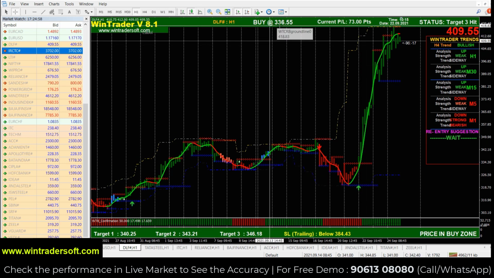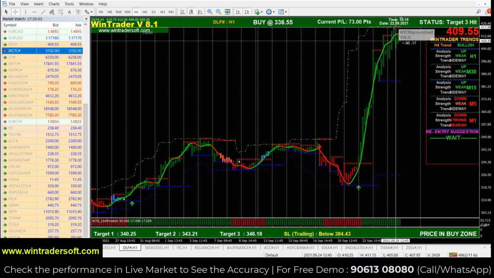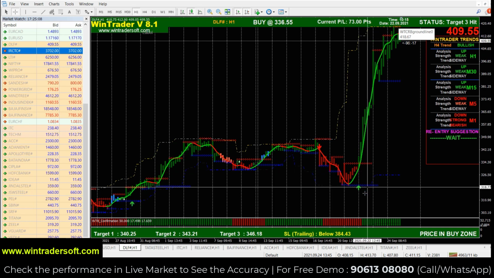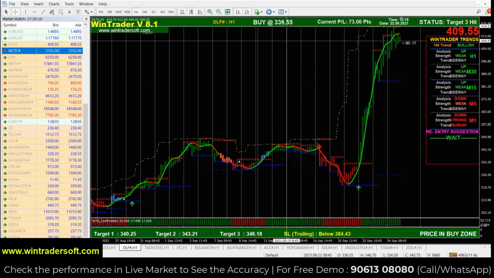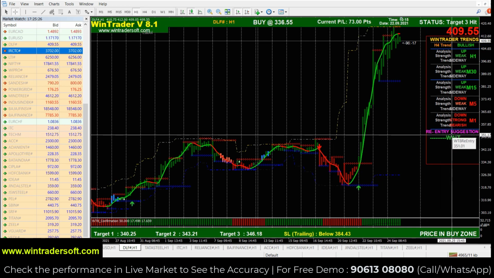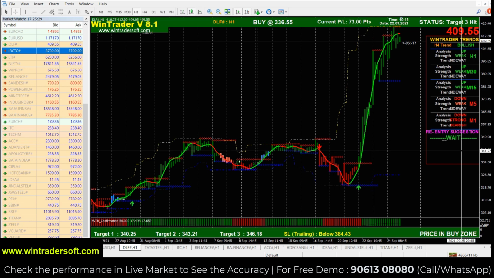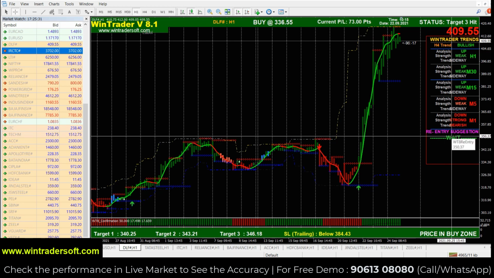The entry price was a buy at 336.55. That signal was generated on the 22nd of this month, September. After these 2 days it's still working with the same buy. We got the buy at 336.55, and you can see the current profit is 73 points. All the targets are achieved, and after achieving the targets we usually get re-entry suggestions. With that re-entry suggestion you can earn more profit without the risk.